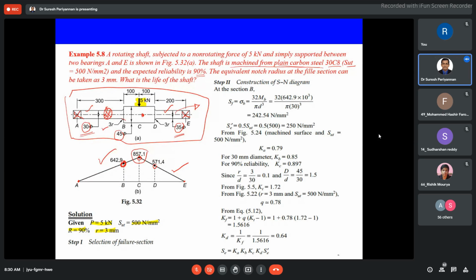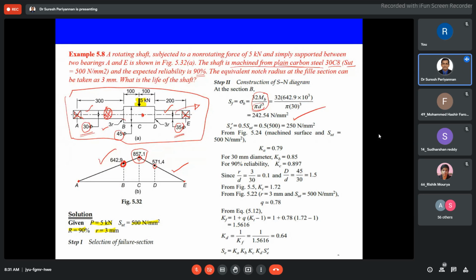Okay, now I come to the bending moment. Now the shaft is subjected to, as already told, the non-rotating force 5 kilonewton. Then this is a simply supported beam. Then we have to find out the bending stress. The bending stress formula is sigma b equals M by Z. Then substitute Z equals pi d cube by 32, so sigma b is 32 M by pi d cube. Then you are going to find out the bending stress.